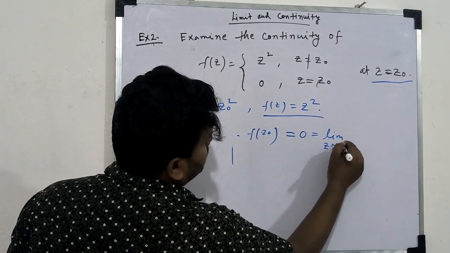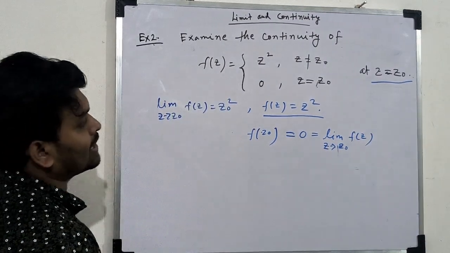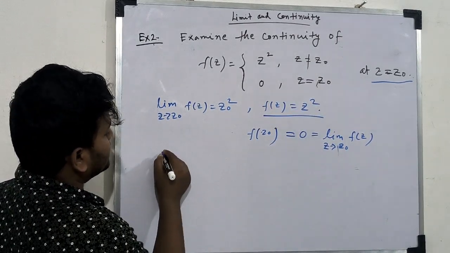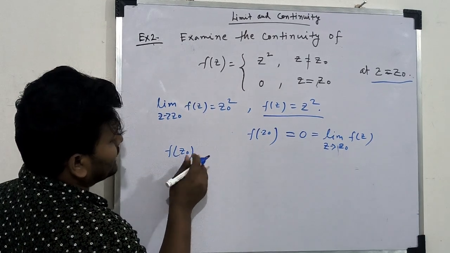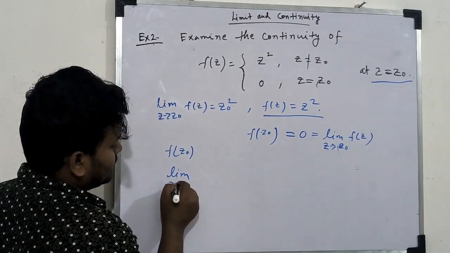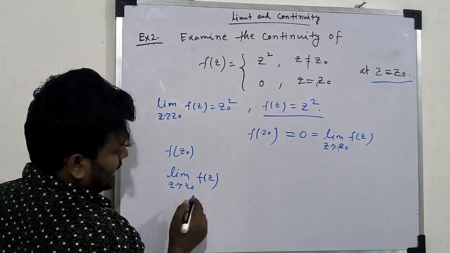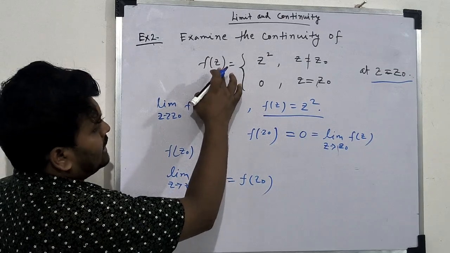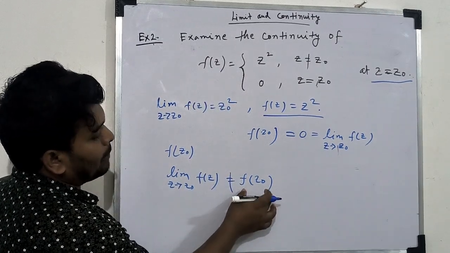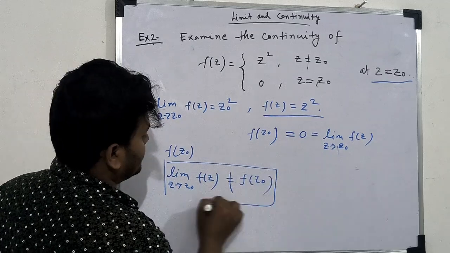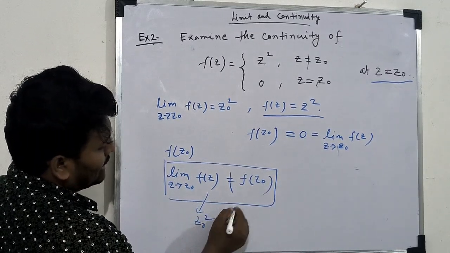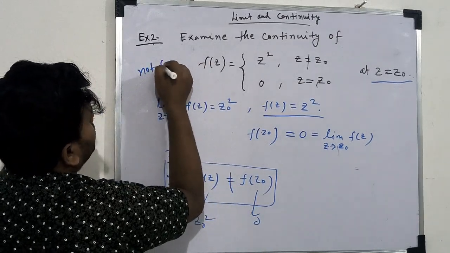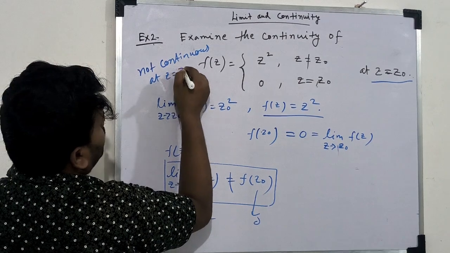So this function is not continuous at this point. To be continuous, a function is continuous if f of z0 exists, and the limit as z tends to z0 of f of z exists and equals this value. But for this function, the limit is not equal to the value at this point, as this is equal to z0 square and this is equal to 0, given. So this function is not continuous at z equal to z0.